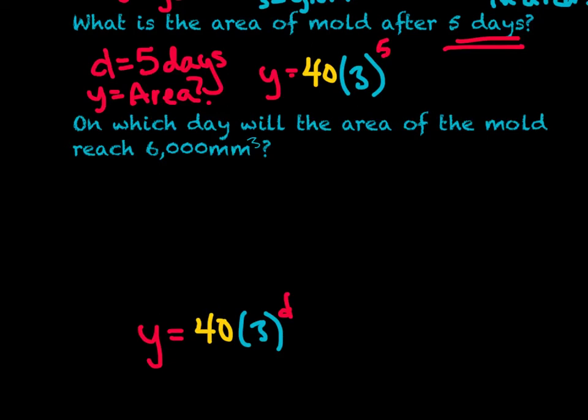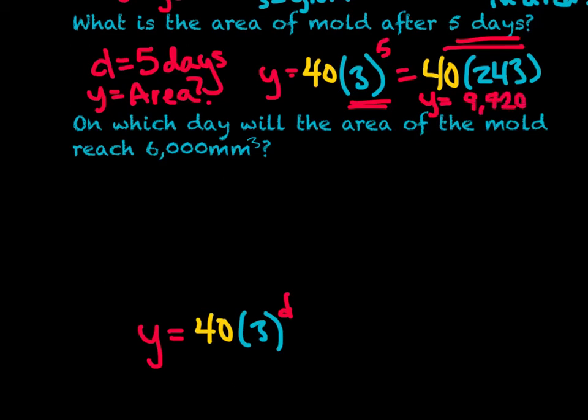So first things first, we need to do our exponent. 3 to the 5th power, we can write that as 243. That's just putting it in my calculator, 243, and now we're going to be multiplying it by 40. And so we get the total area of mold growth in 5 days to be y, or the area, is equal to 9,720 millimeters squared. So most likely those burgers are covered in mold.